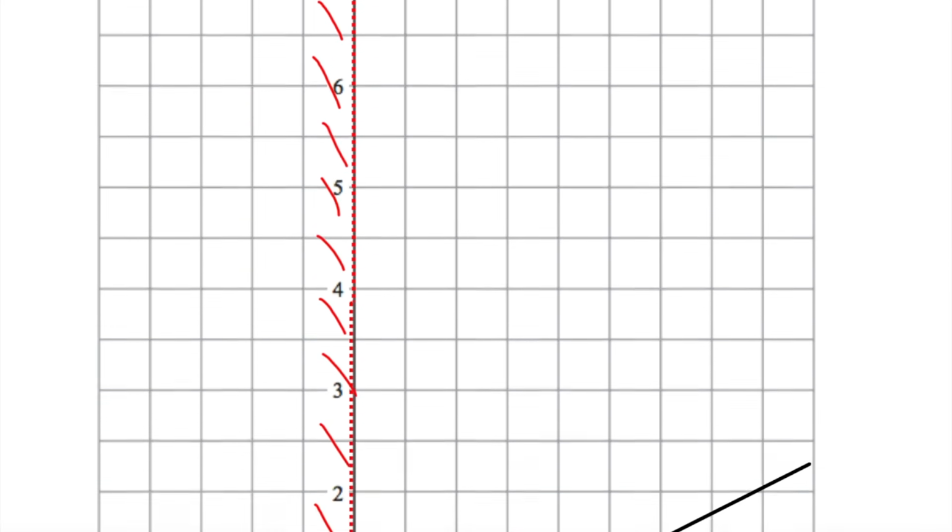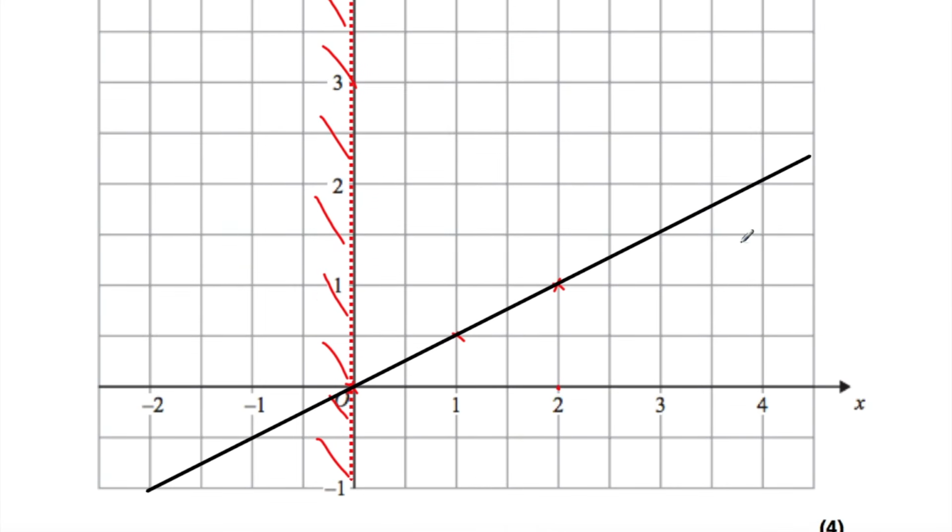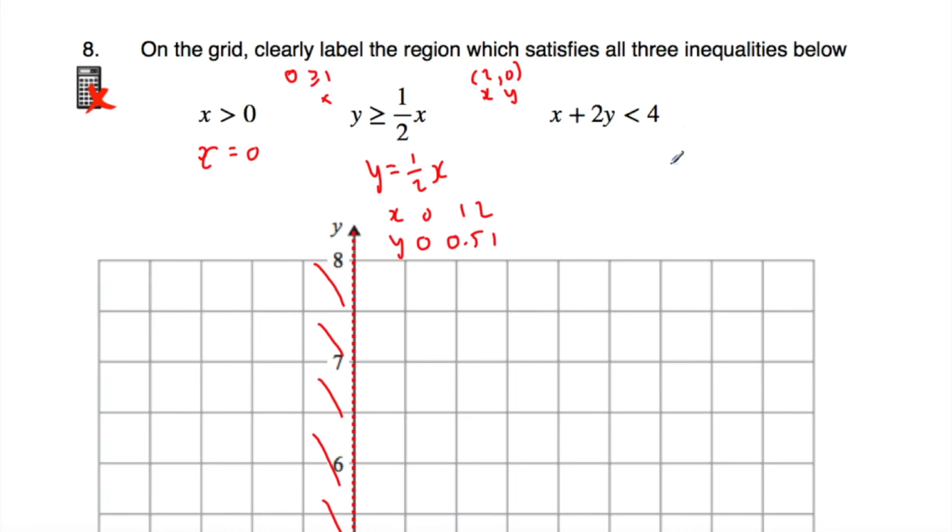So that means we're going to reject that side. So we're rejecting below the line and we're accepting above the line. So this is the region that would work, and this region down here wouldn't. So let's reject below that line. Okay, then let's look at our last one.